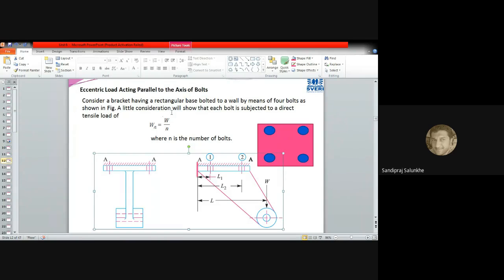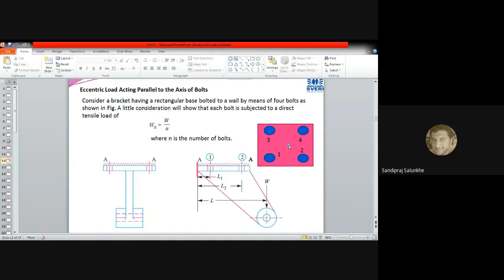Here, each bolt is subjected to direct tensile load, am I right? Because the load is acting in the downward direction, this tensile load will act on bolts 1, 2, as well as 3, 4. For convenience, we'll name these bolts 1, 2, 3, 4. These are visible, that's why I'll say it as 1, this is also visible, we'll say it as 2, this is 3, and this is 4.